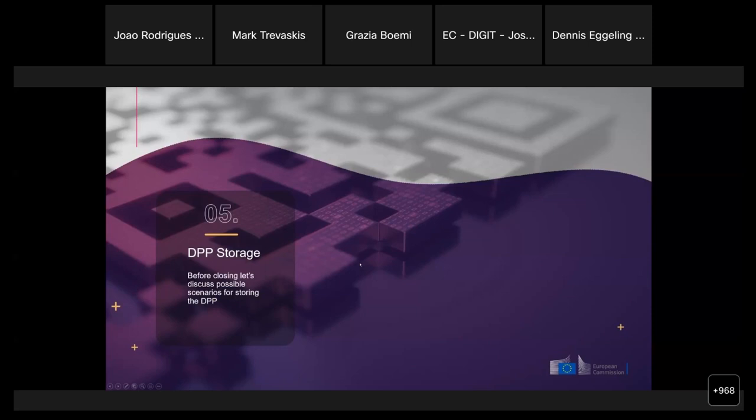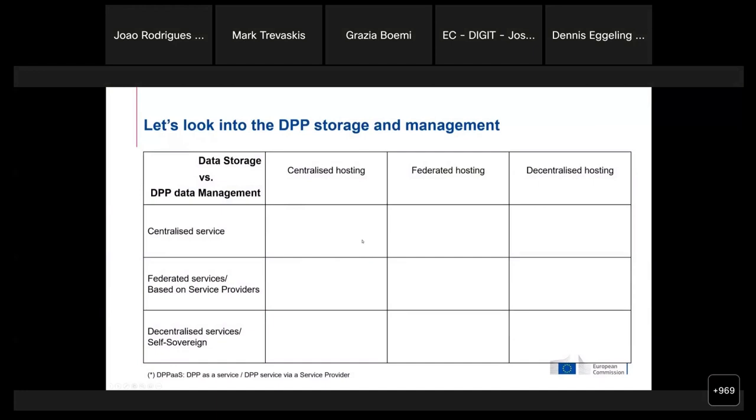Final considerations about the DPP storage. As I said, I will not be very detailed. I will just explain the way that we are addressing this challenge. We are actually trying to model some different scenarios. What you see is the tool that we are using. Simple, again, trying to model the scenarios.